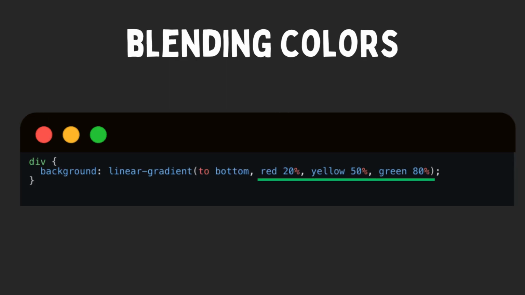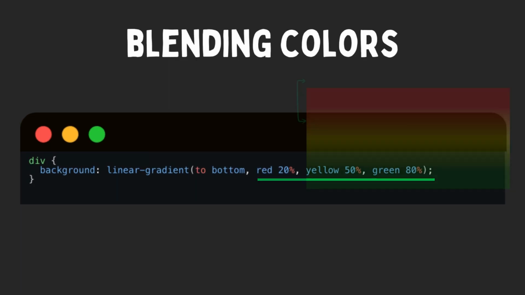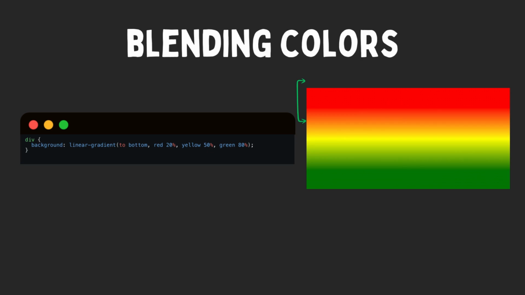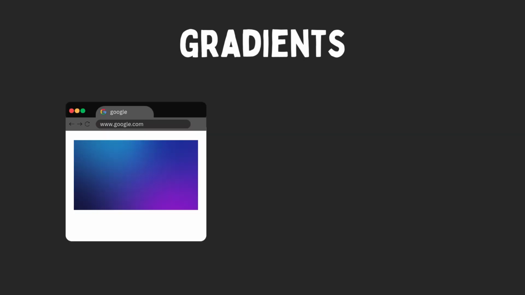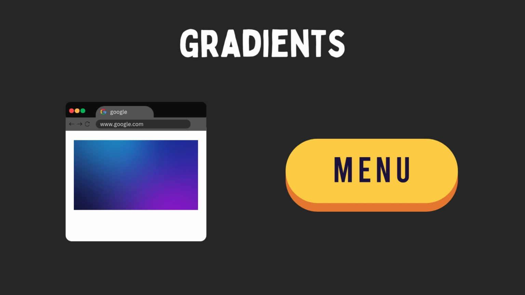To have more control, you can specify where each color starts using percentages. Here, red takes up the first 20%, yellow appears from 20% to 50%, and green covers 50% to 80% of the gradient. Gradients are a creative tool for backgrounds, buttons, and more. Try experimenting with different directions, colors, and patterns to make your designs pop.